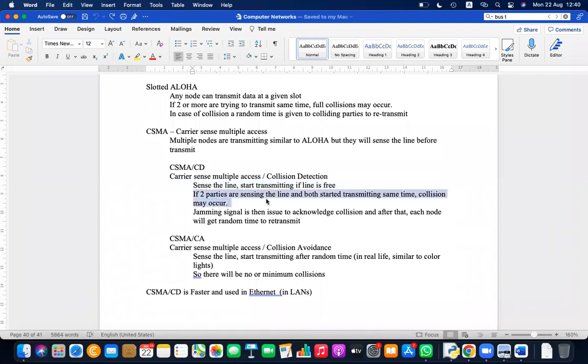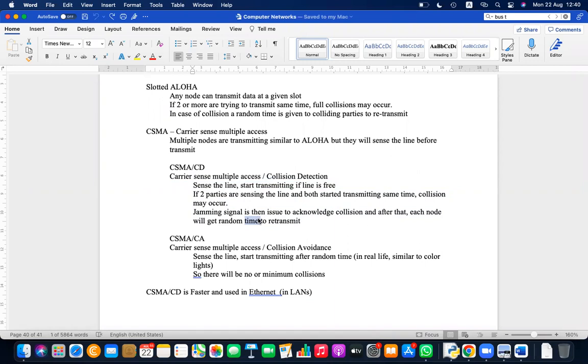You are looking at the queue. If the queue is free, you go to the queue. But there can be jams. Two parties can go together and you have to solve that. That is called jamming. Two signals collide. Then you need to solve that problem.